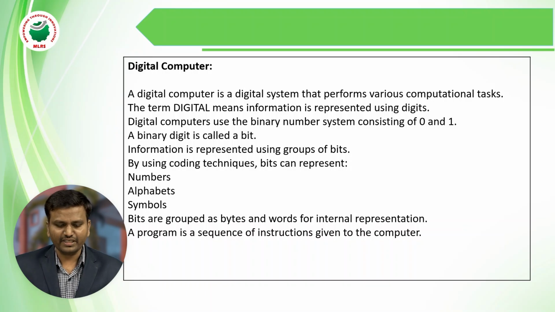The term digital means information is represented using digits. Digital means we are using numbers and codes. The data will be processed through numbers and digits. So this is called a digital system. Digital computers use the binary number system consisting of zeros and ones. In a digital system, the code is transferred through the system.